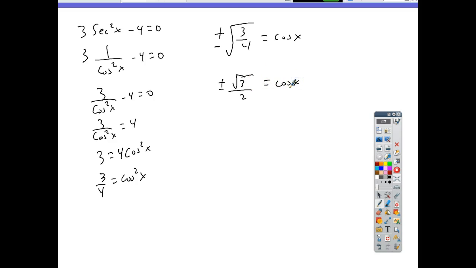So where does cosine x give us plus or minus the square root of 3 over 2? That one sounds familiar, so it's probably on our chart somewhere. Yeah, 30 degrees. 30 degrees. Where else is it positive? Cosine, yeah. 330.